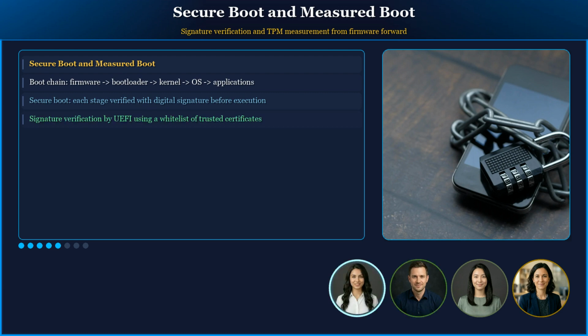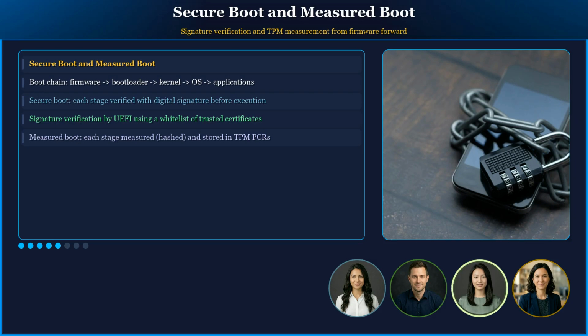Measured boot is a complementary concept. Instead of blocking untrusted code, it records what ran. Each boot component is hashed, and the measurement is stored in Trusted Platform Module PCRs. A remote attestation server can later verify those measurements to confirm the system booted correctly.